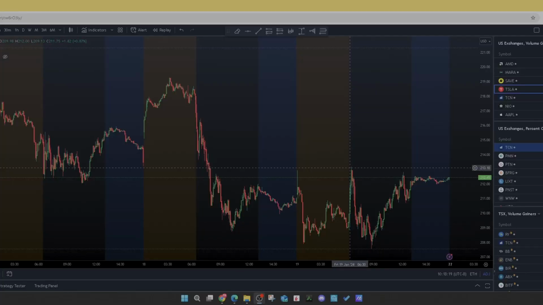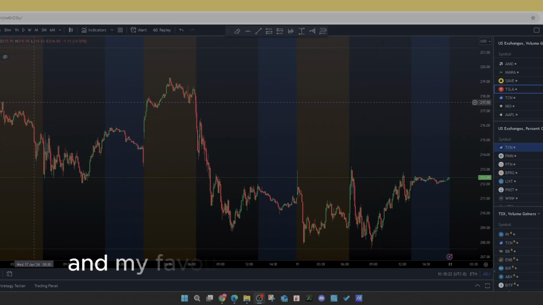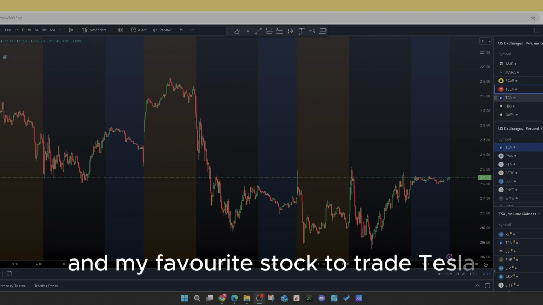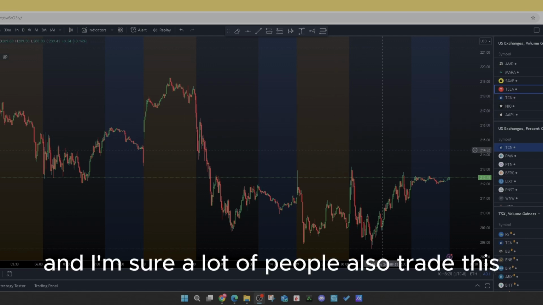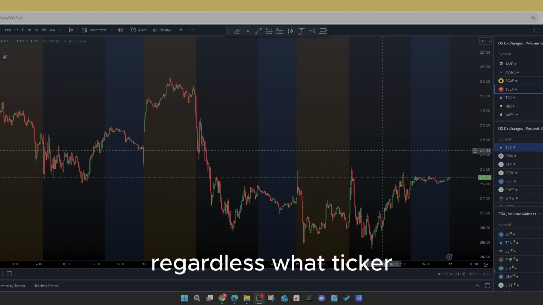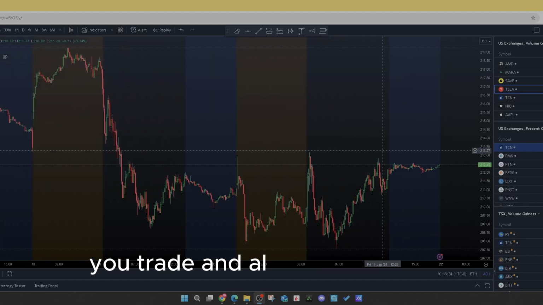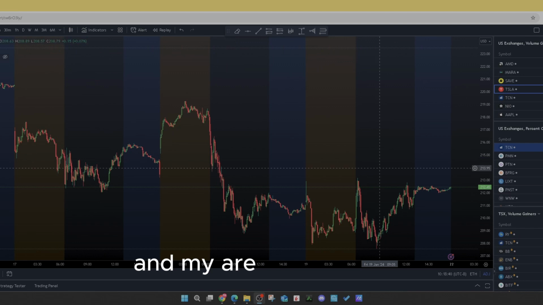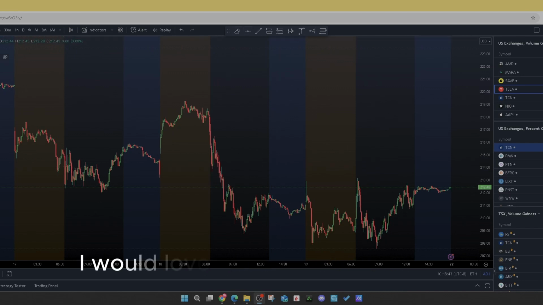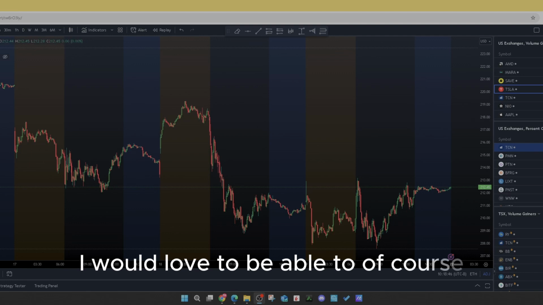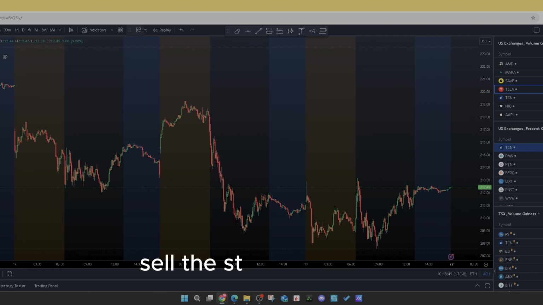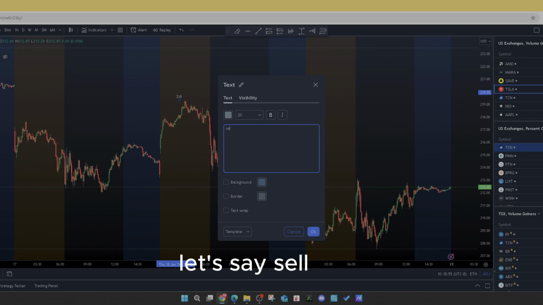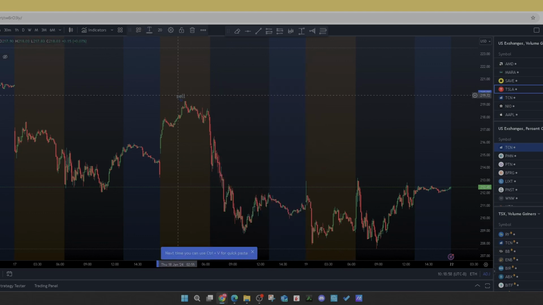So, as usual, my favorite stock to trade, Tesla, and I'm sure a lot of people also trade this, but regardless of what ticker you trade and what company, we're going to focus on technical here. My area would be, okay, I would love to be able to, of course, sell the stock that I want in the area that I have interest in. Let's say sell here, right there, right?